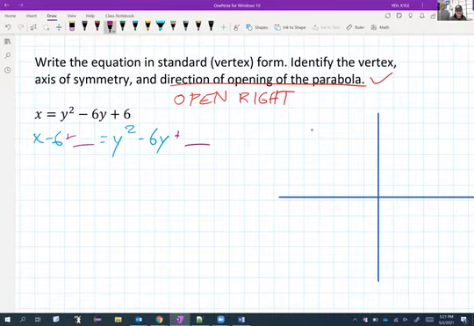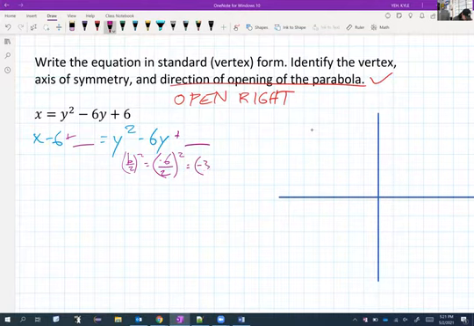Now, I need to make the right-hand side of that equation a perfect square. I need to make it y minus something squared. So how do we figure out what goes in the blanks? It's always b divided by 2 squared. I'm hoping that's ringing some bells. b is the number of y's we have, so divided by 2 would be -3 squared equals +9. I need to add 9 on both sides.